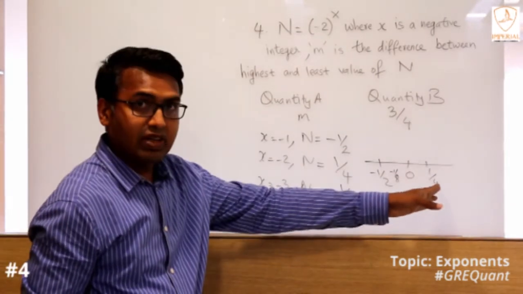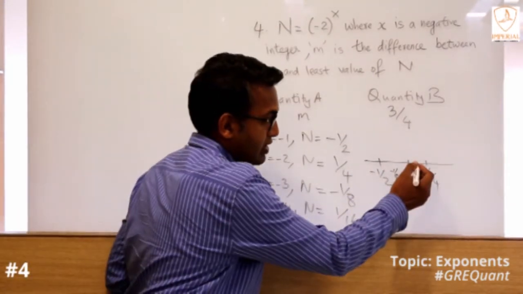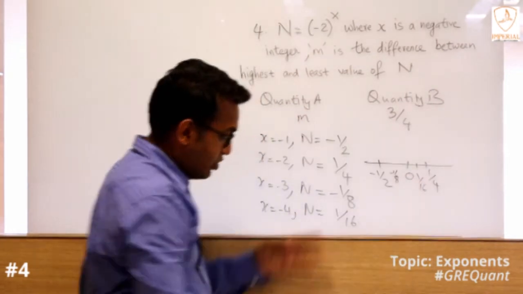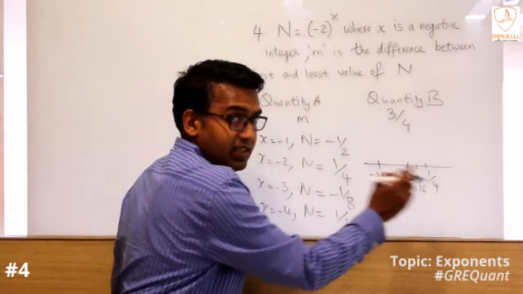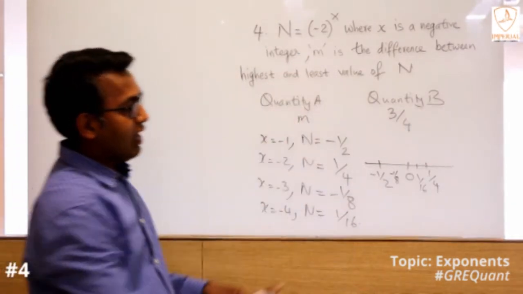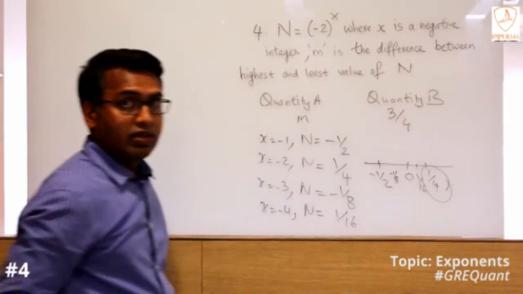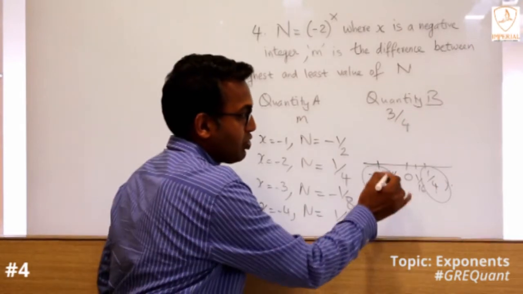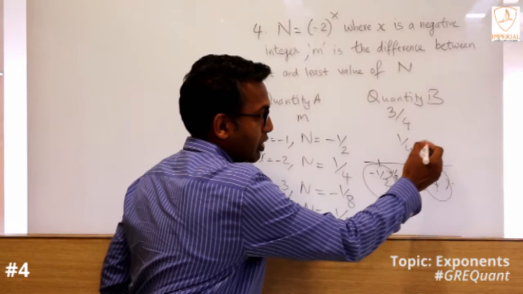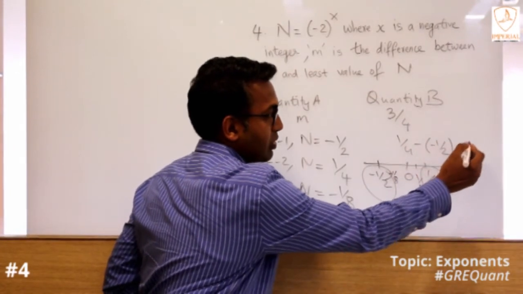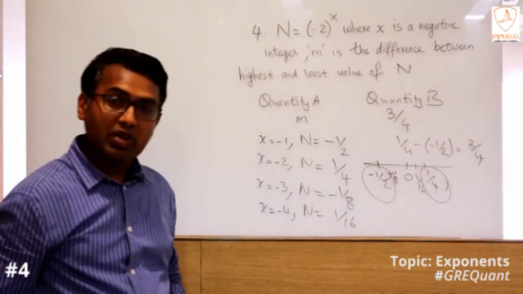1 by 16 will be lesser than 1 by 4. So 1 by 16 will be somewhere here. And as you go ahead, you'll find all of the other values are between this and this. Okay, so the maximum value is 1 by 4. The minimum value is minus 1 by 2. And the difference between them will be 1 by 4 minus 1 by 2, which will be 3 by 4.